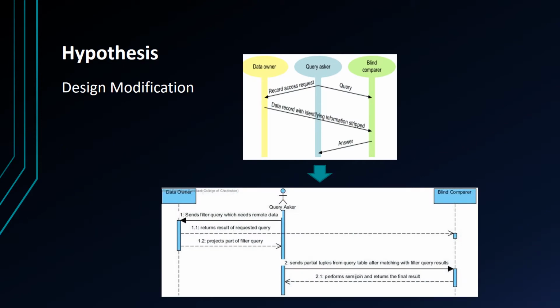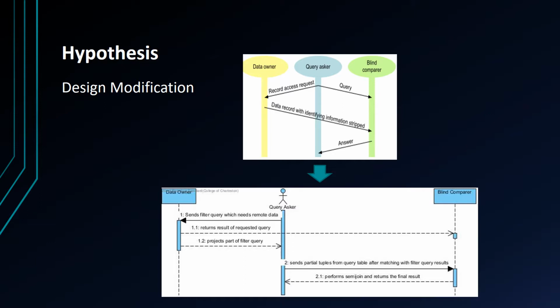Now we come with our hypothesis, which is nothing but a design modification. The top picture shows the old design, or the existing design, of the paper we have taken in the motivating example. As we said, there are three nodes or sites: the data owner, query asker, and the blind comparer. In the existing design, the first message sends a record access request from query asker to data owner, and at the same time, the query asker sends another request.